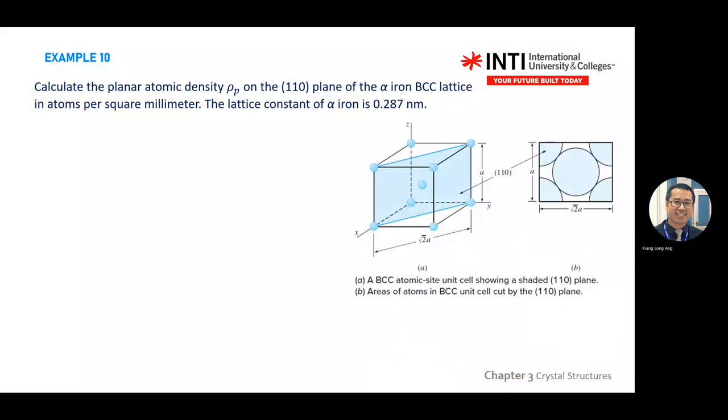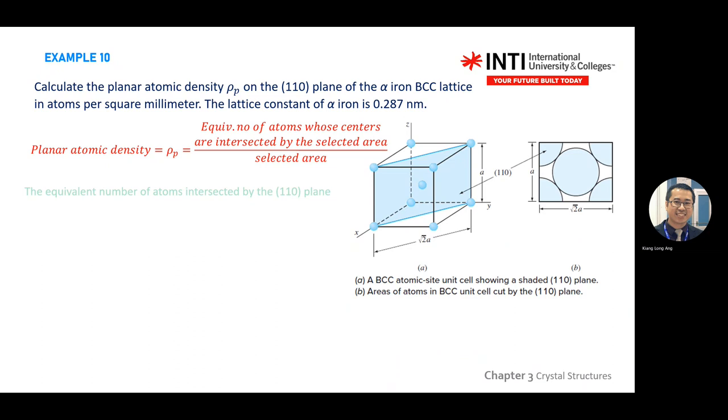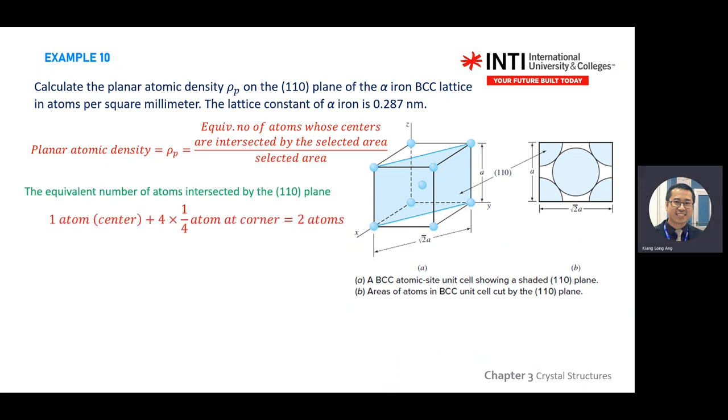For example, how do you calculate that one? Calculate planar atom density on the 110 plane again, but this time on BCC. So for BCC, you chop it and you get two atoms. You need the lattice constant as well. So how do you calculate? Same, you pull out the equation. The equivalent atoms at the center of the plane here is two atoms.